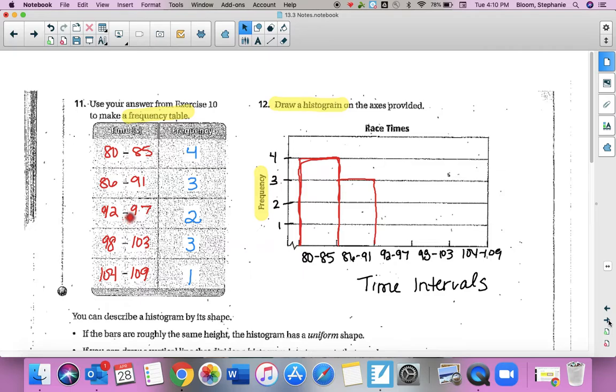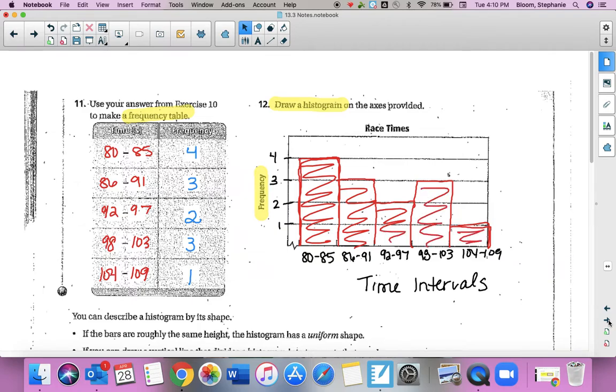92 to 97 occurred 2 times. 98 to 103 occurred 3 times. And then 104 to 109 occurred 1 time. And then we just shade them in. And there is our histogram. Okay?